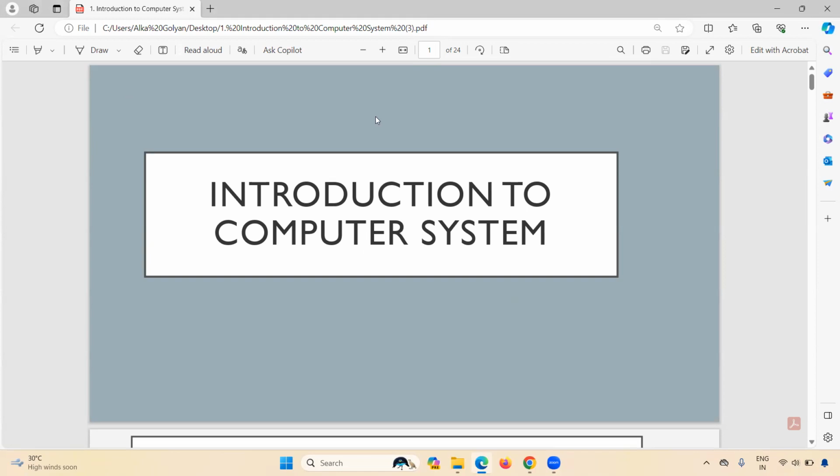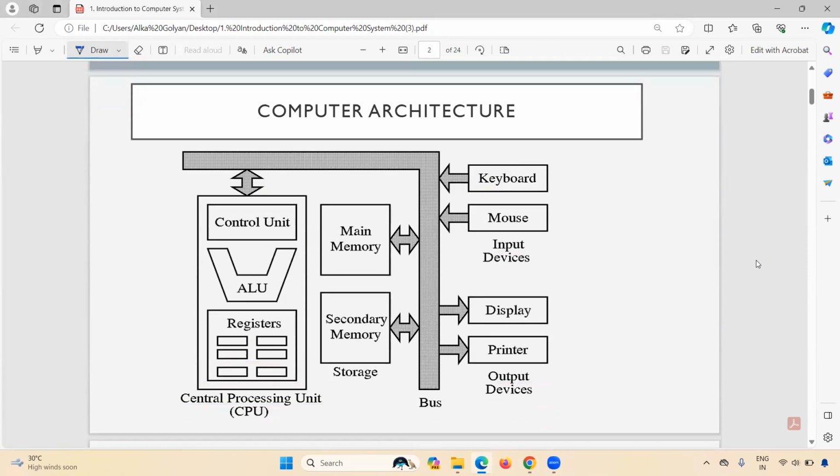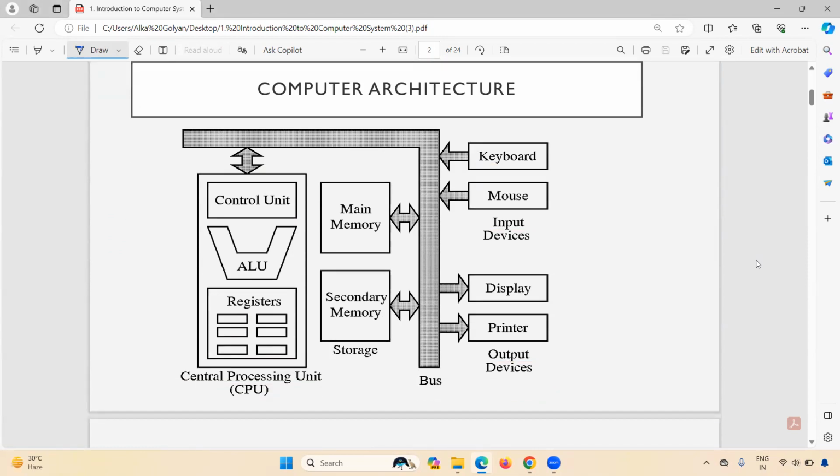So friends, today's lecture is all about the introduction of computer systems. So without wasting time, we'll start directly with our topic. First we'll discuss the computer architecture.